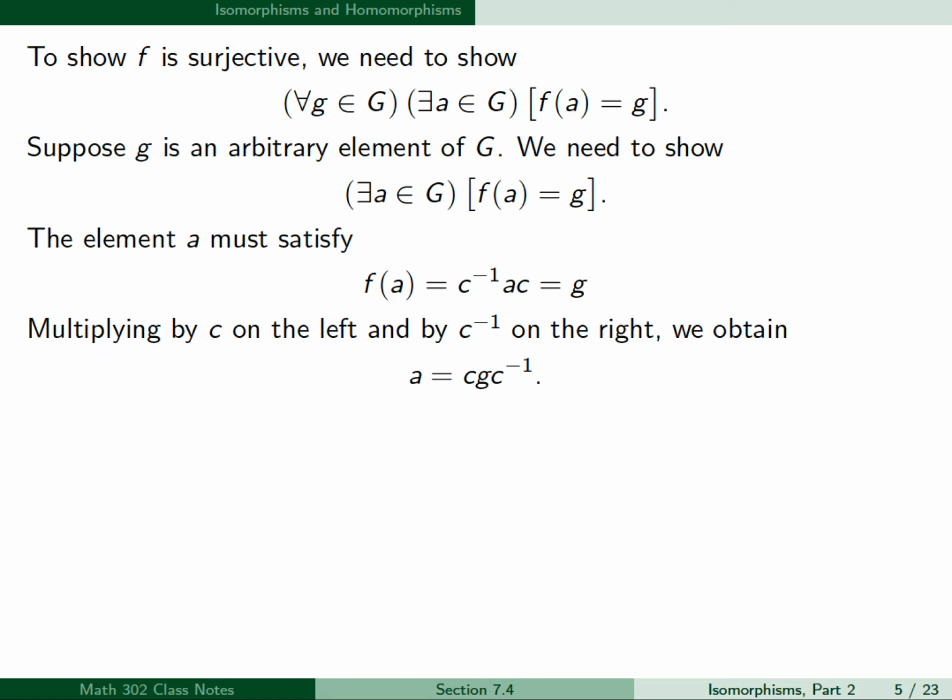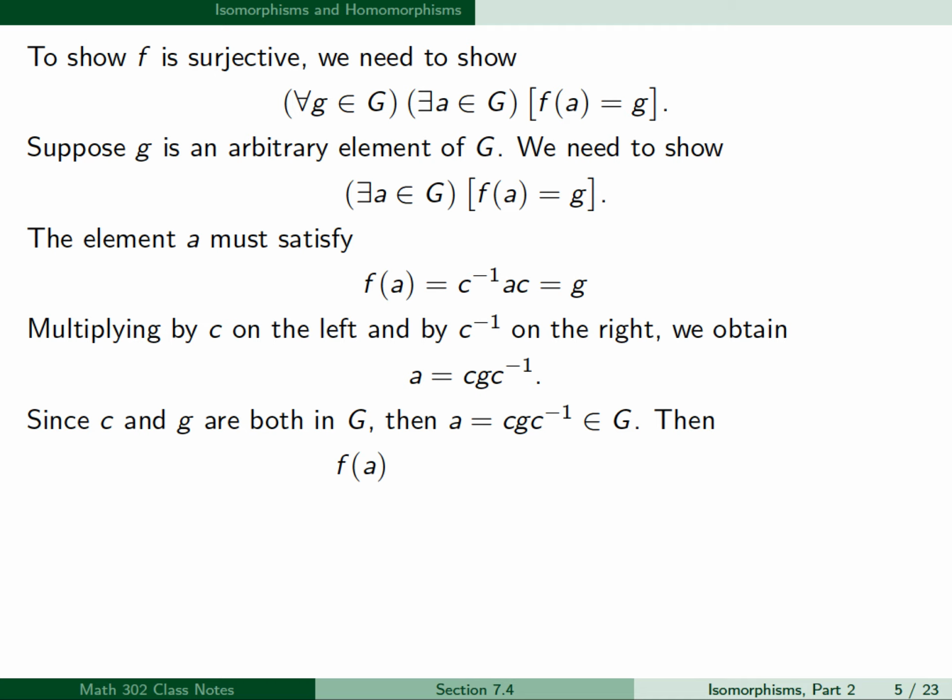So multiplying by c on the left and by c inverse on the right in this equation, we obtain a equals c g c inverse. And since c and g are both in G, then a equals c g c inverse is in G, and f of a is c inverse a c, which is c inverse times c g c inverse times c, and using the associative law, this is c inverse c times g times c inverse c, and the c inverse c's equal the identity, so this is just going to be g. And this verifies the propositional function, therefore f is surjective.